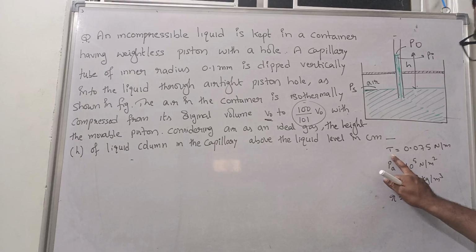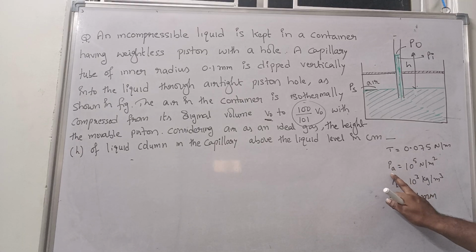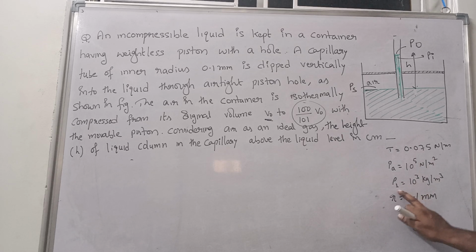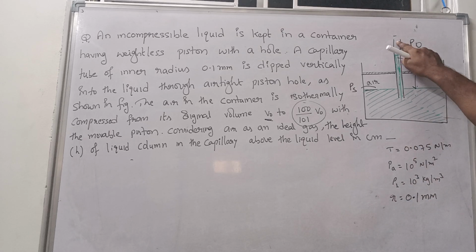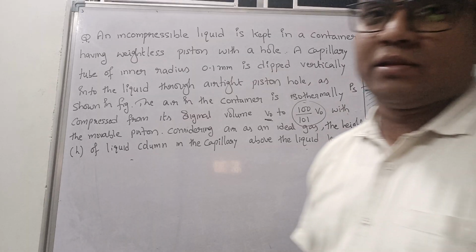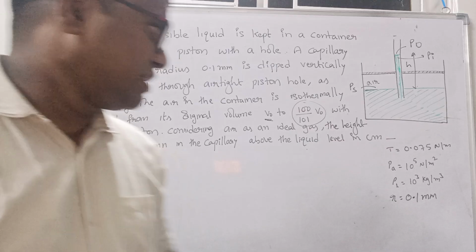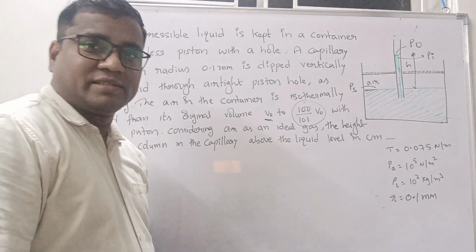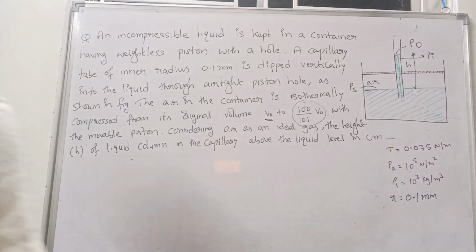Surface tension is given, and pressure is given. PA, atmospheric pressure, is given as 10 power 5. Density of the liquid is given as 10 power 3, and the radius of the capillary tube is given as 0.1 millimeter. From this he is asking the height, and that too in centimeters.